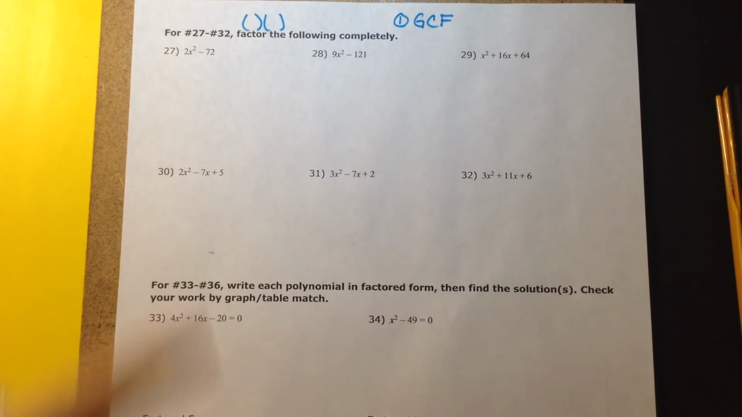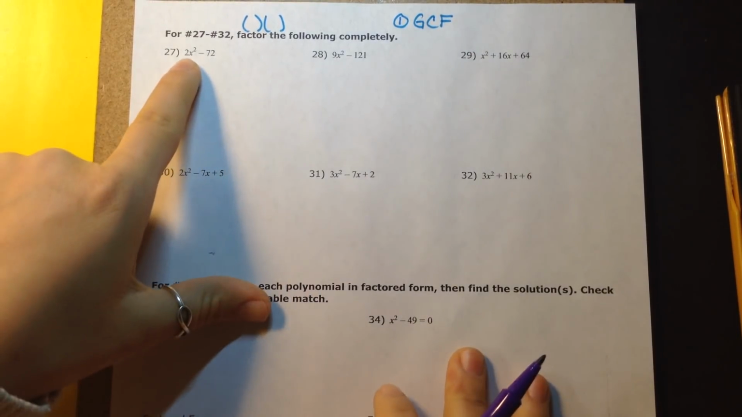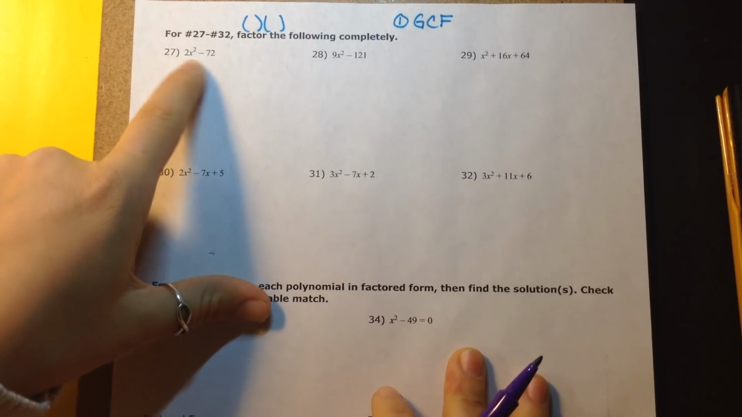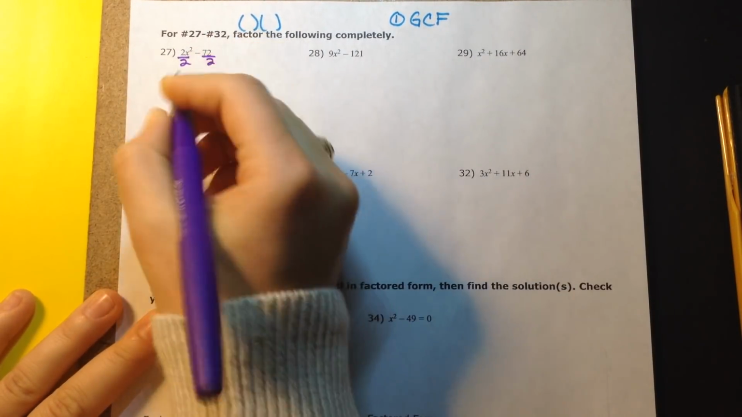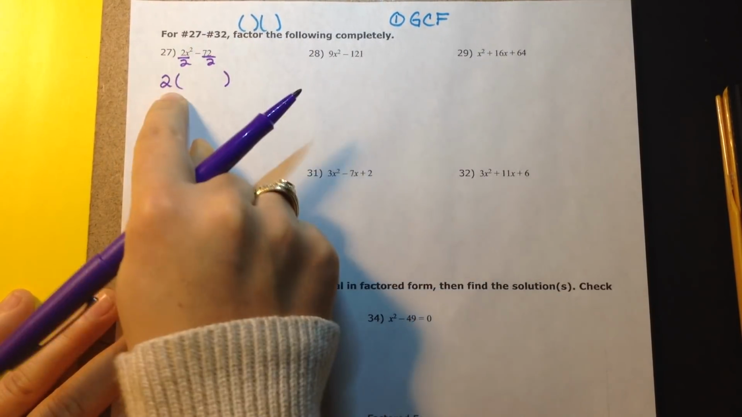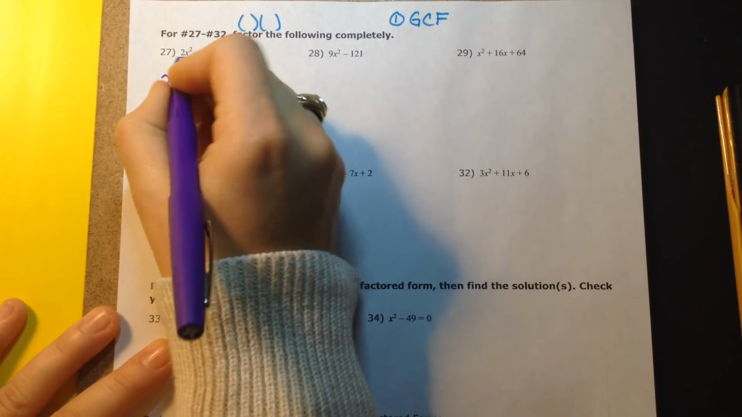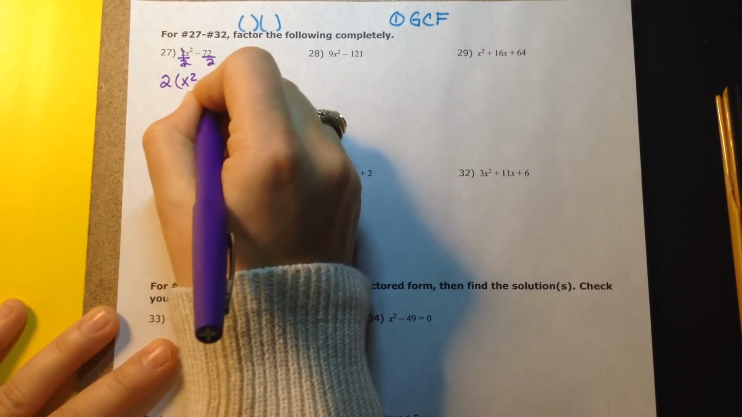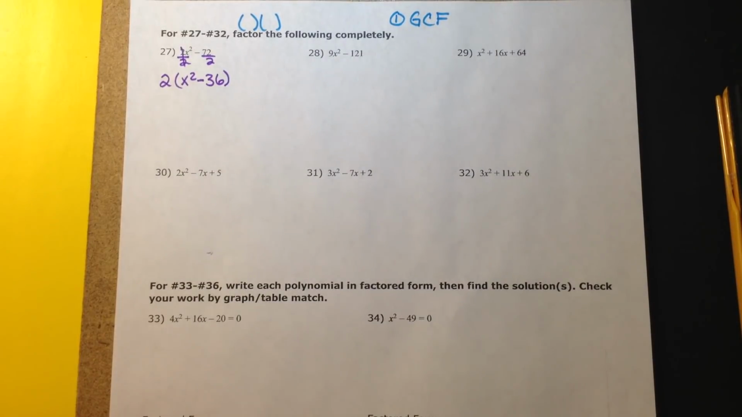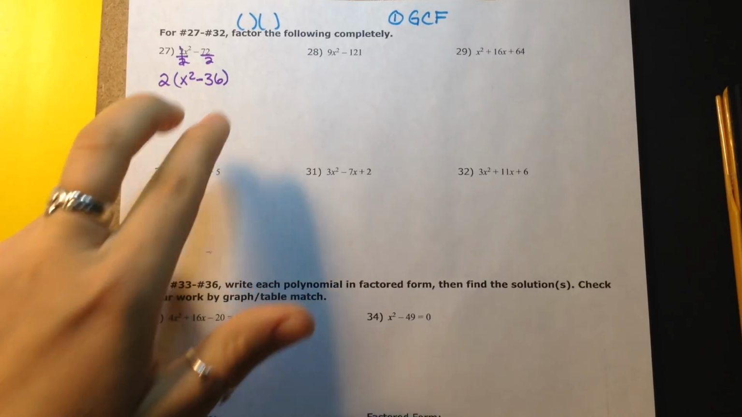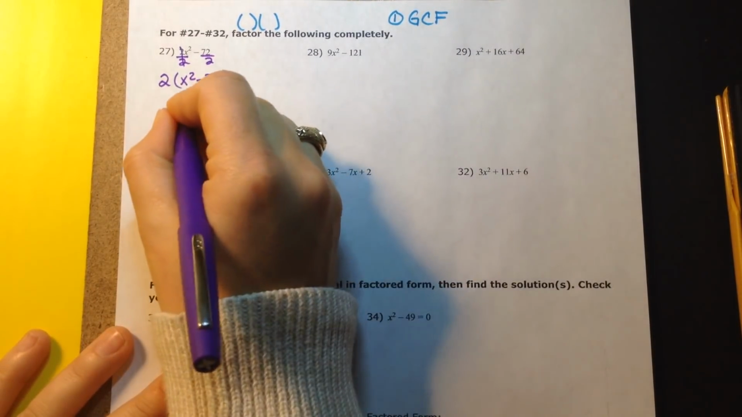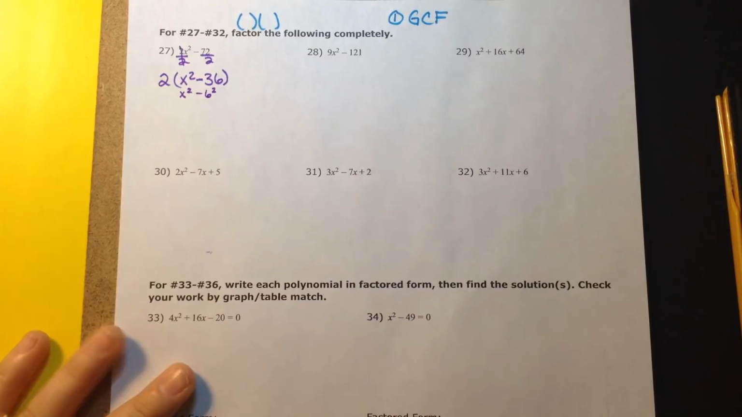If we look at question 27, we always ask, is there a GCF? Well, yeah, both 2 and 72 are even, so I know that they're divisible by 2. So if I put that 2 in the front, just let it hang out in the front there for a little bit, we'd have x squared minus 36. You could use the long way we factored or realize that this is a difference of two squares. We're subtracting two things that are both perfect squares. Remember, 36 is actually 6 squared.